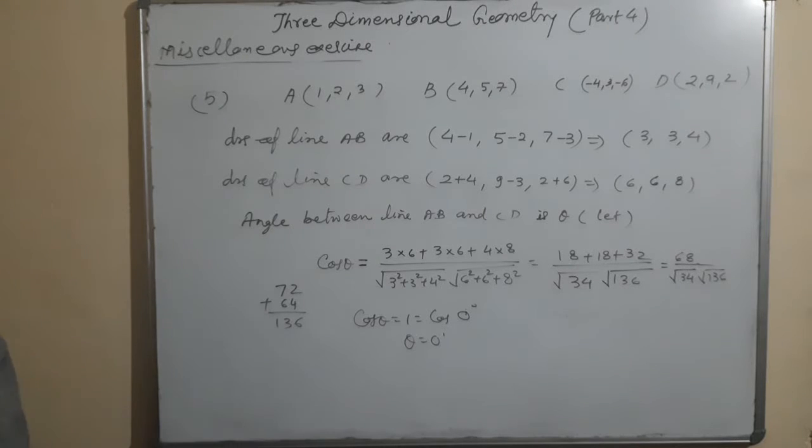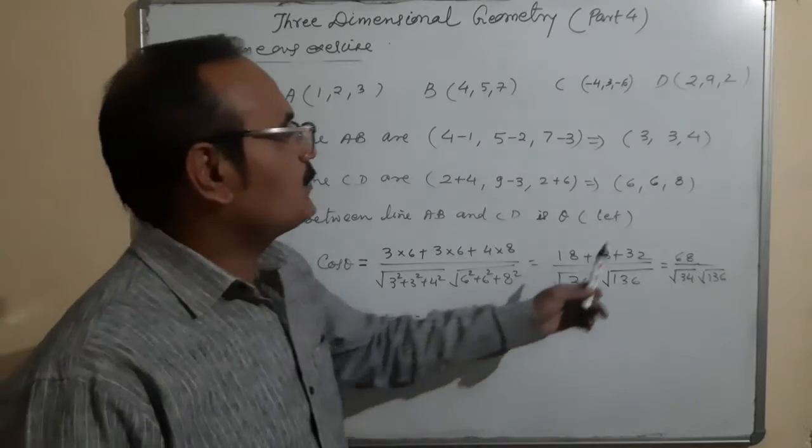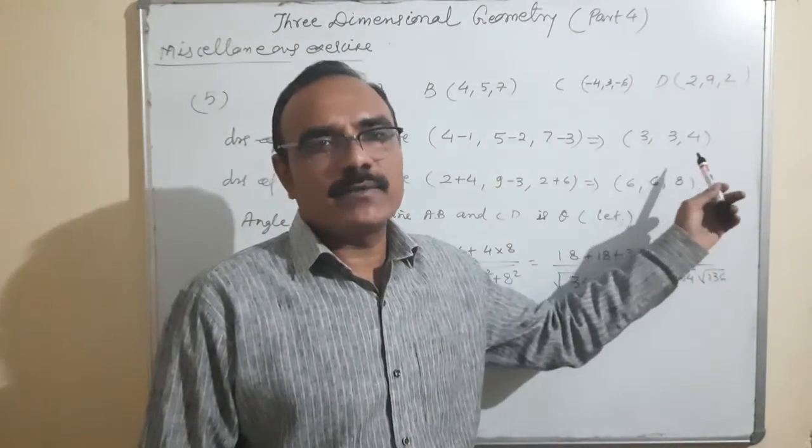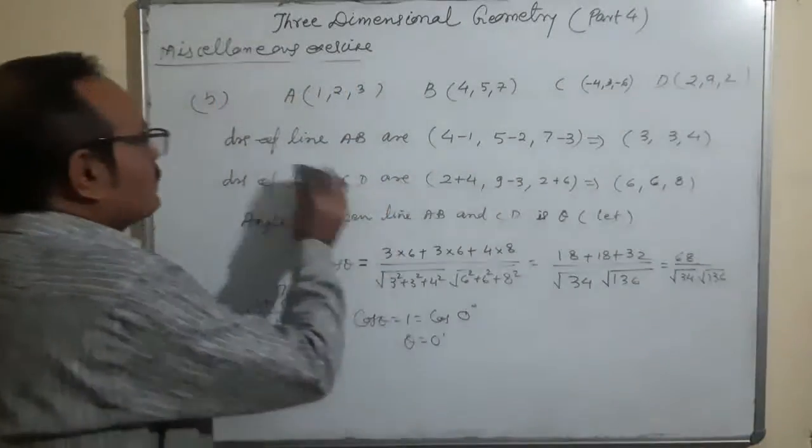And by the way, this is also not required. Simply you can write here, because the direction ratios are the same, that means the lines are parallel, so the angle between them is 0. We can conclude here only.